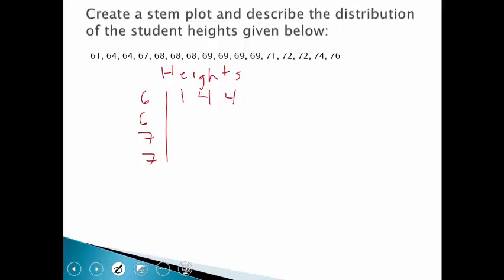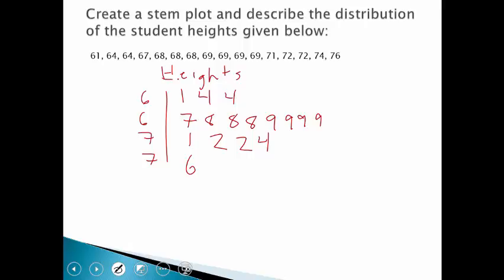Now that I've done all those numbers, we're on to the second half of the 60s. So I've got a 67, I've got three 68s, and it looks like there are four 69s. And then I've exhausted all my 60s. Now move on to the 70s. So we have a 71, a 72, a 72, a 74, and then a 76, which will go there.